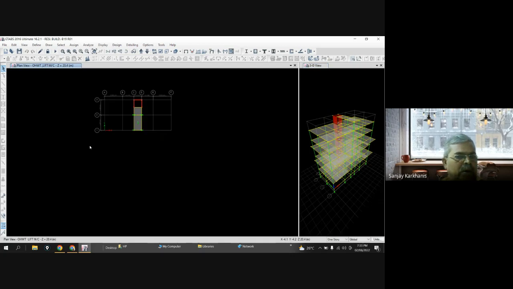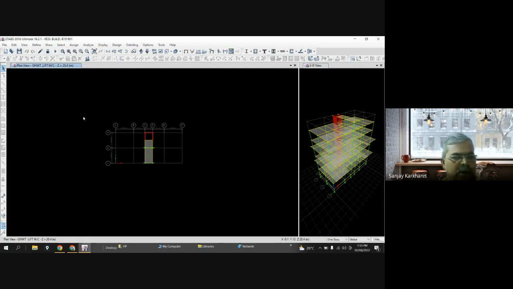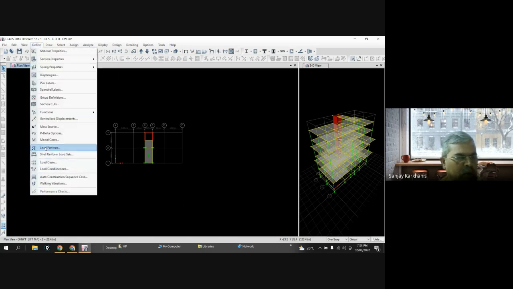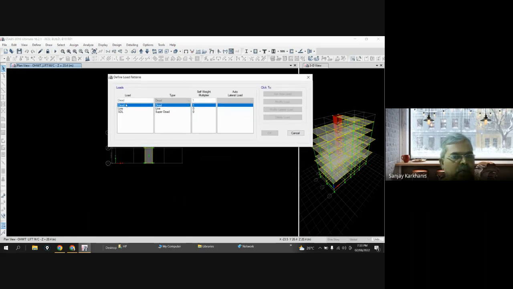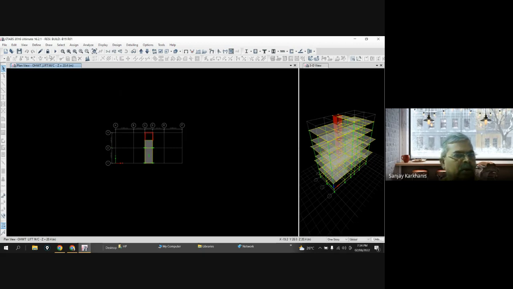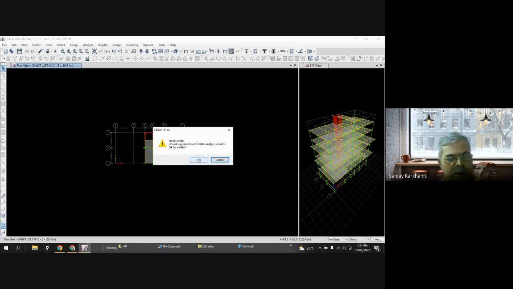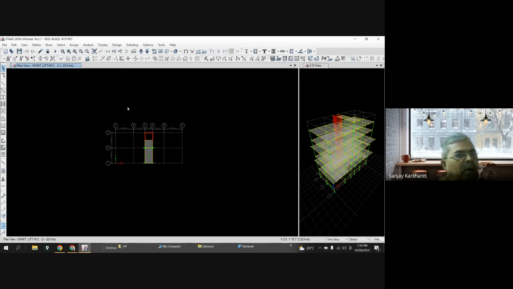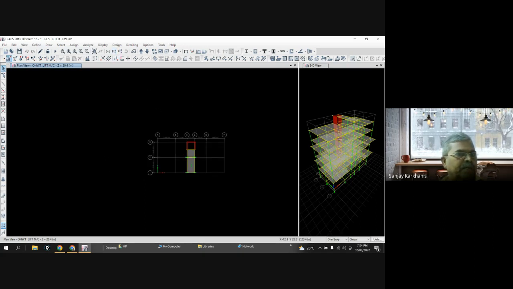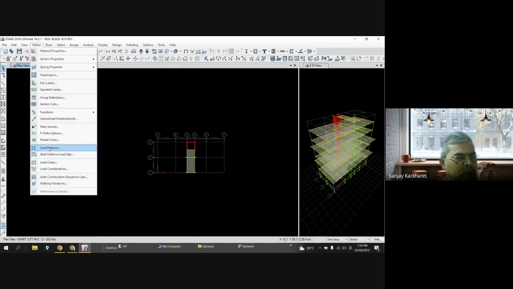Now just see that here we have gone for developing the model. If I go to load pattern, you can see we have dead load and live load already there. We have defined STL, and the first thing we have to do is unlock the model so that I can change it. If the model is locked, then you cannot go for any editing. That is the only case. So now here in define, I will go to define.